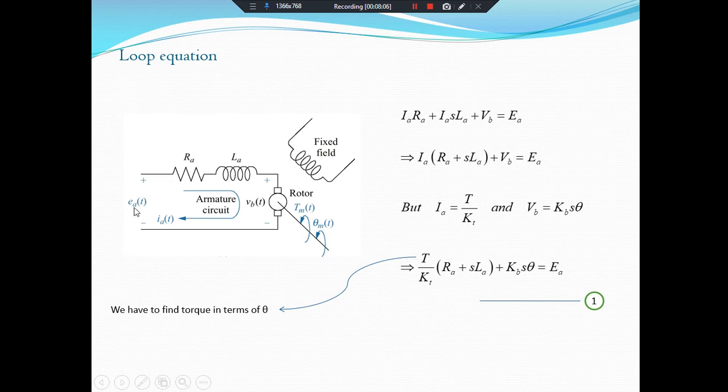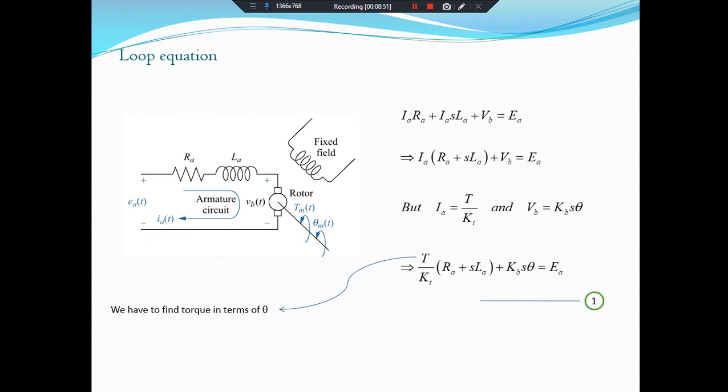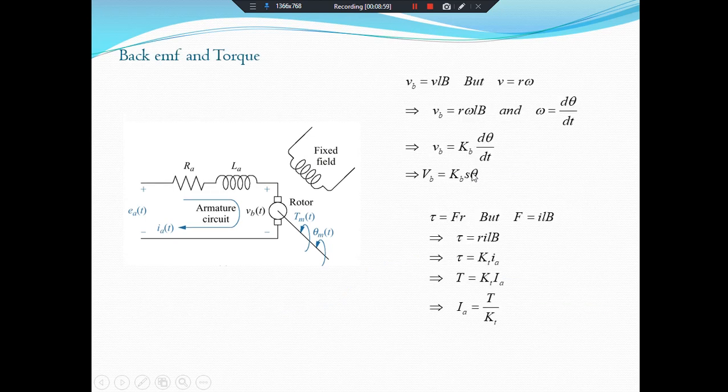Here we apply the loop equation on this circuit. Voltage rise EA is equal to voltage drop, and where is the voltage drop? We can write IARA plus IA, writing the equation in the S domain, it will become SLA plus VB, the back electromotive force. We take IA, the armature current, as common, and the rest will be these two terms plus VB. But as we have derived in the previous slide, armature current IA is equal to T by KT, torque divided by the constant of proportionality for the motor torque. And what is the value of VB? We have also derived the value of VB in the previous slide.